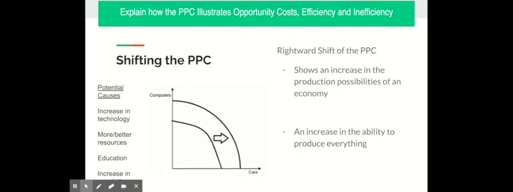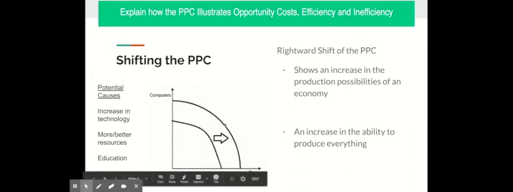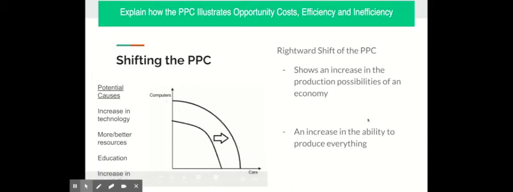A rightward shift of the production possibility curve would show an increase in the production possibilities of an economy. Now, with the same amount of people working, or with full employment, we can make even more computers and cars. This is an increase in the ability to produce everything. Potential causes, an increase in technology. Let's say that we get better or more efficient at turning gasoline into fuel. If we were able to do that, then we would be able to have more goods and services produced with the same amount of people working.